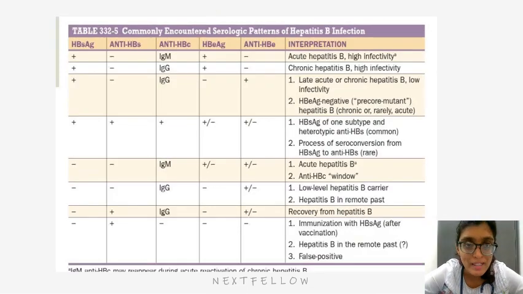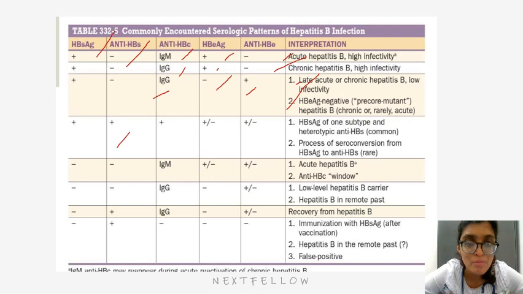This is a very important table again. If HBsAg is positive, anti-HBs is negative, IgM anti-HBc positive, HBeAg positive, then it is acute hepatitis with high infectivity. Again, if HBeAg is positive and anti-HBc is IgG, then it is chronic hepatitis with high infectivity. If HBeAg is negative and anti-HBe is positive with IgG antibody, then it is late acute or chronic hepatitis B with low infectivity. HBeAg negative is pre-core mutant hepatitis B.